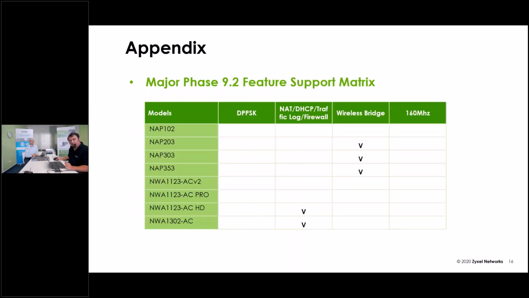Over here, we got a small table as the last slides for the Nebula access points, where we are listing the specific features of the specific models. You can see, for example, that the NAP 102 does not support the wireless bridge. All the other NAPs do support the wireless bridge. The NAT mode, etc., works only on a few models, as we have seen already in the supported model list.